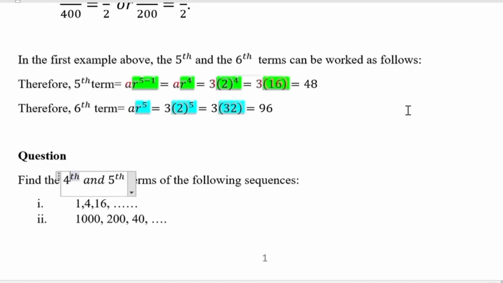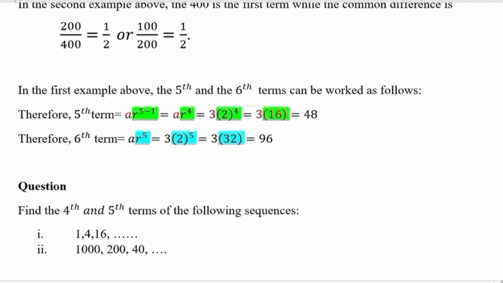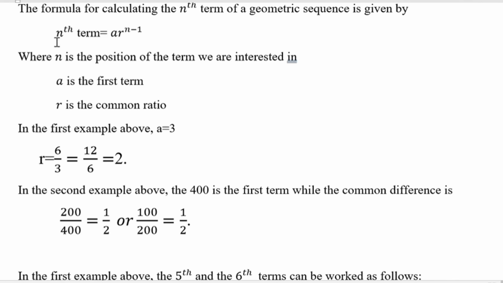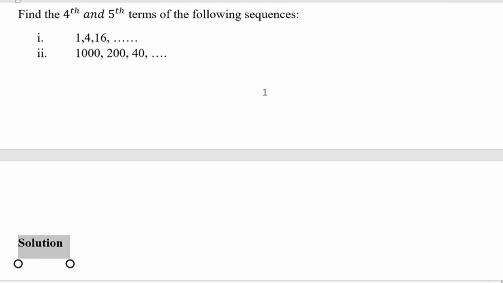Now we have some questions to work here. We have to find the 4th and 5th terms of the following sequences. Starting with the first one, you realize we are looking for terms, and therefore the formula that we have up here holds. This is the formula we shall use because it's the one that we use to get a term. We shall say nth term is equal to AR raised to power n minus 1. This is the formula.